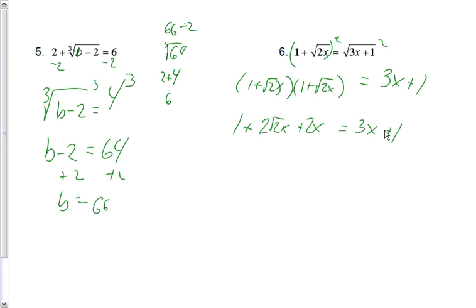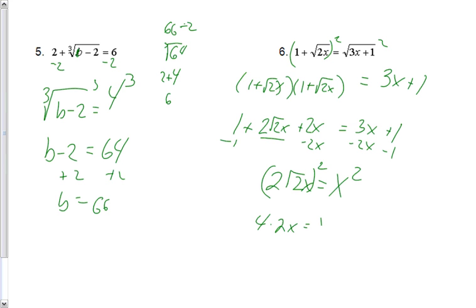Well, that got rid of this radical, but we still got one here, so we need to isolate this one. So I'm going to subtract 1 and subtract 2x to get it alone again. 2 radical 2x equals x. Now I'm isolated. I could divide by 2, but I'm just going to square at this point. And if you square this again, this will be 4 times 2x equals x squared. You get 8x equals x squared.